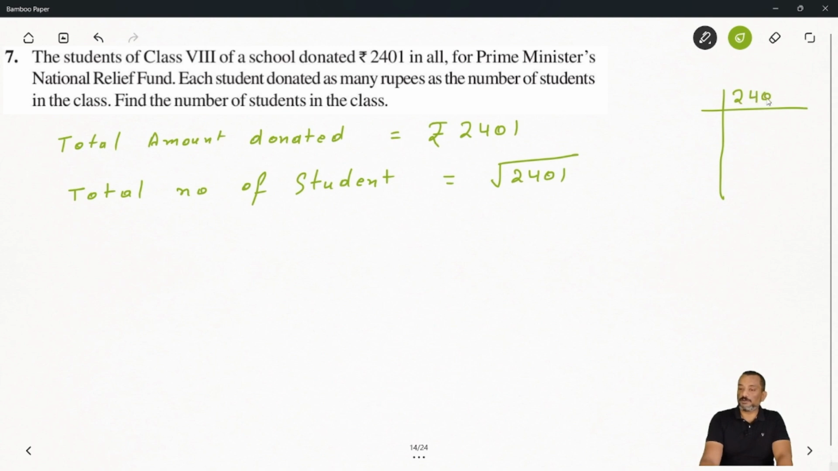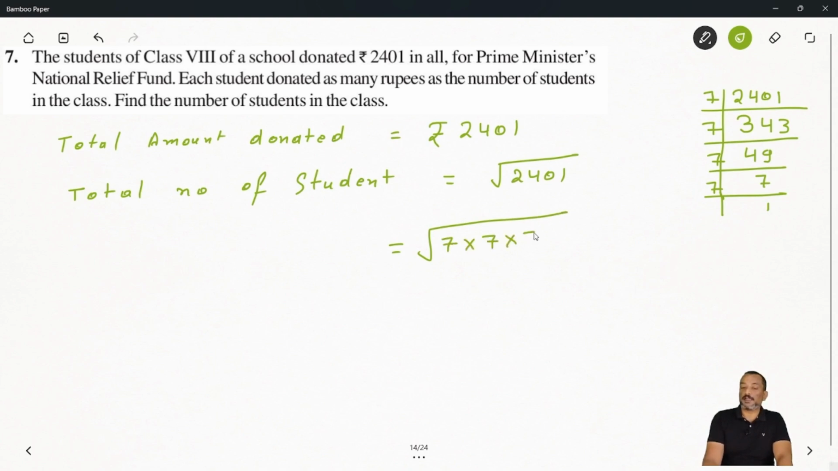So 2401 you can do rough. So here this is a factor of 7, so you will get 343. Now again this is a factor of 7, so you will get 49, and 49 by 7 gives 7, and 7 by 7 gives 1. So what are the factors? 7 times 7 and 7 times 7, 7 times 7. All 7s are paired. So what you will get here? 7 times 7, you will get 49.